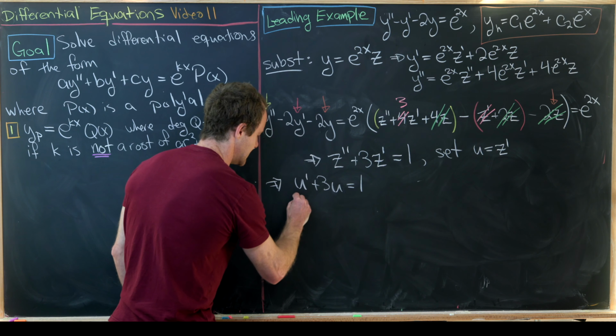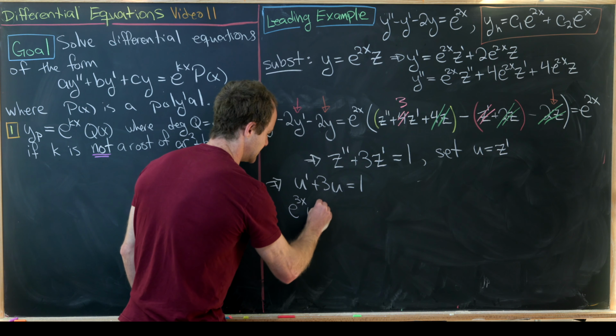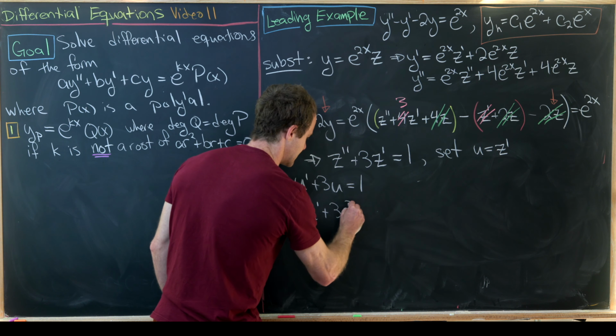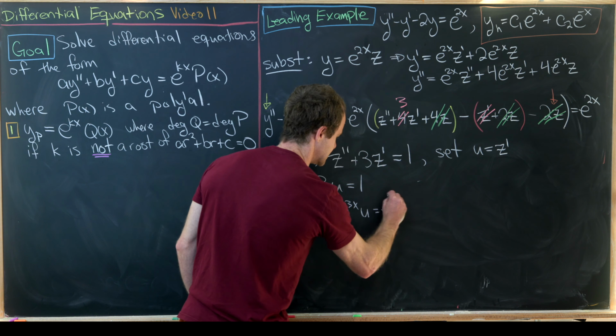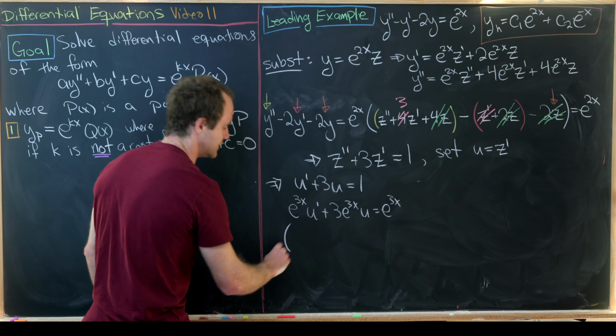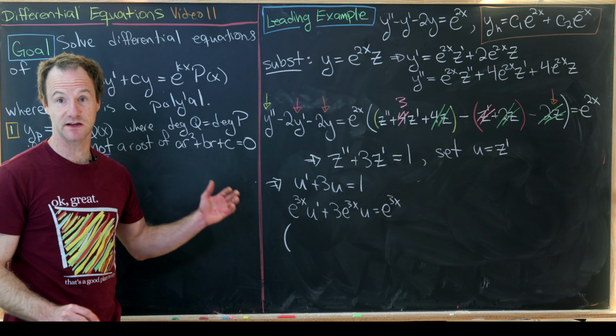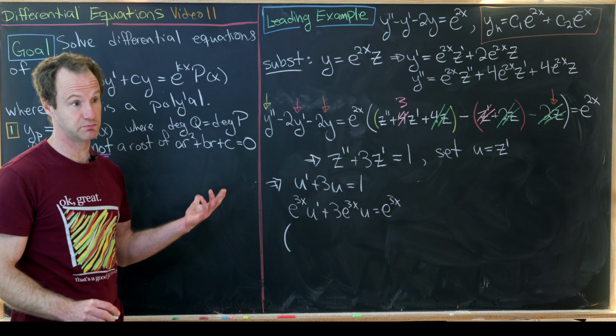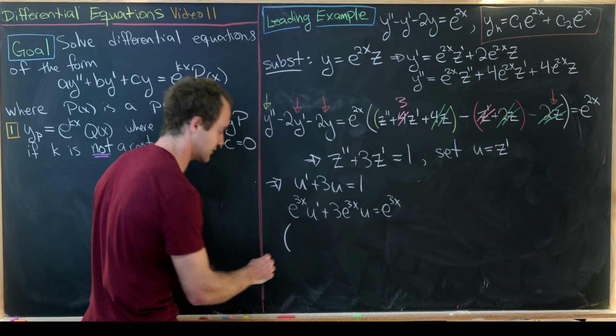So if we multiply by e to the 3x, we'll have e to the 3x times u prime plus 3 e to the 3x times u equals e to the 3x. Now we can view this left-hand side as two functions being multiplied and then having the derivative taken.